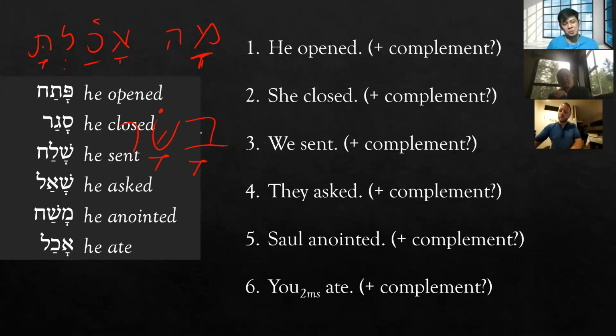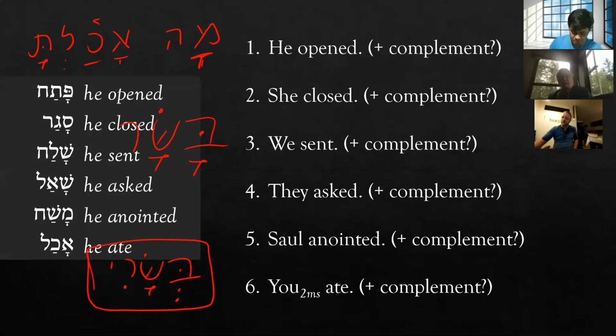Basar means meat. How do you say my flesh, my meat? Bisari. Bisari means my flesh. So when Adam and Eve, he said, this is now flesh of my flesh. Didn't he say that? Bone of my bones, flesh of my flesh? So my flesh is bisari. Achalti basar. Great.